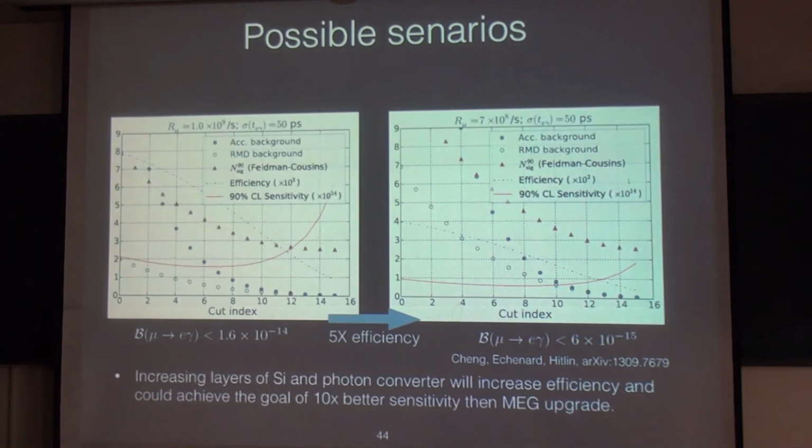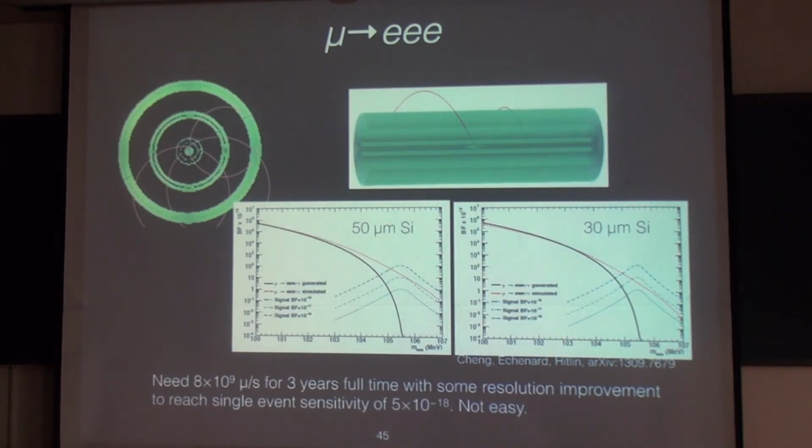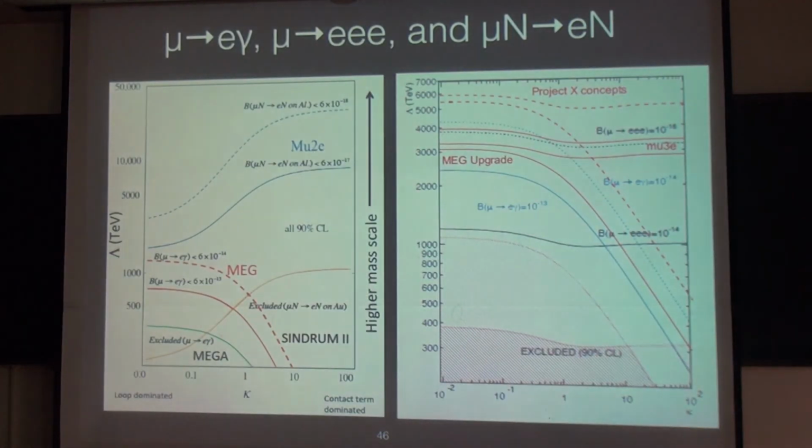Okay, so we have some scenarios that tell us we can actually achieve about a factor of few better than the MEG upgrade. But if you want to do better, you need to have a higher efficiency. So we can get 5 times more efficiency, with more layers of silicon, to be able to achieve our goal. And we also did some study on mu to 3e. I'll skip that. Okay. So again, this is just more information here. The future prospect of this physics can get to a few thousand TeV.